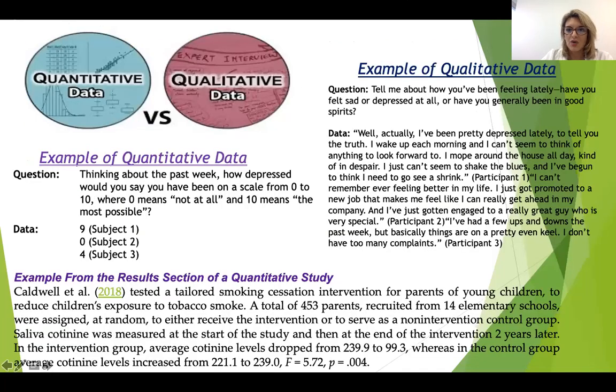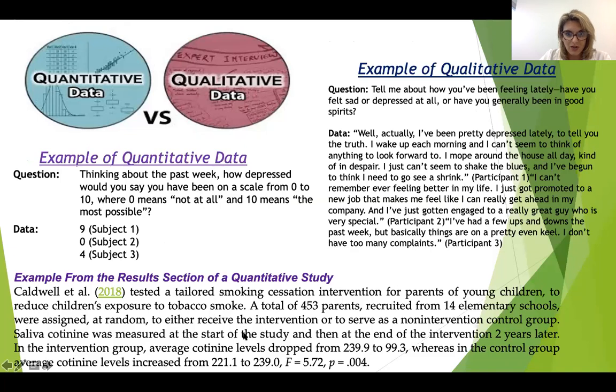Okay, next. So more examples of quantitative versus qualitative. Again, example of quantitative data: thinking about the past week, how depressed would you say you were, on a scale from 0 to 10, where 0 means not at all and 10 means the most possible. Again, quantitative. We're looking at numbers to make our research points.